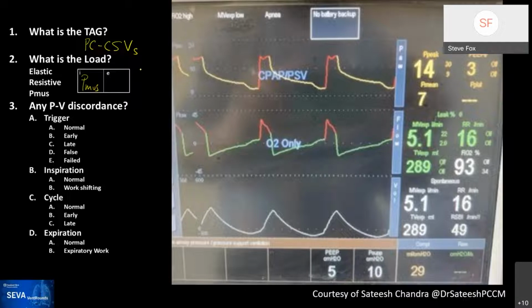So anyway, any PV discordance? Trigger, I guess the trigger is as set by the patient, so that's normal. Inspiration appears to be normal. There's no evidence of work shifting. Cycle appears to be normal. Again, I think it's probably like 30% of peak flow or something like that. I'm trying to read the ventilator and see if it's set on there somewhere. And then expiration. Okay, there is some expiratory work. The line is a triangle rather than a concavity, but that's expected.